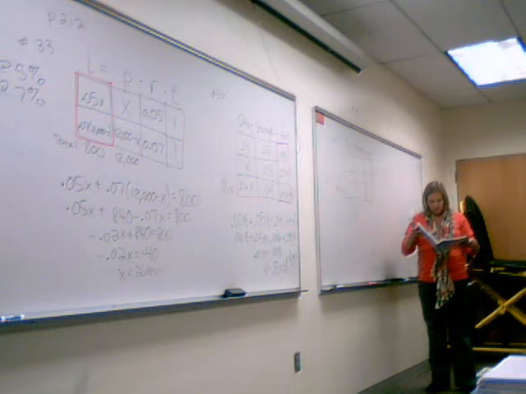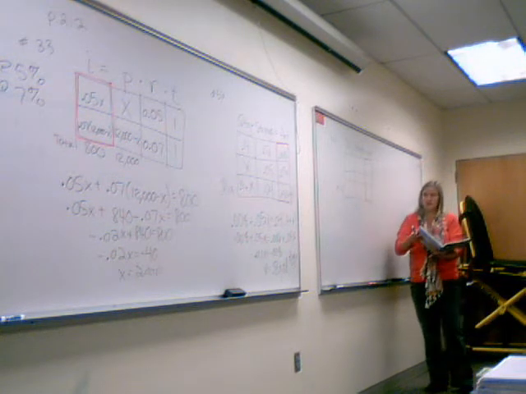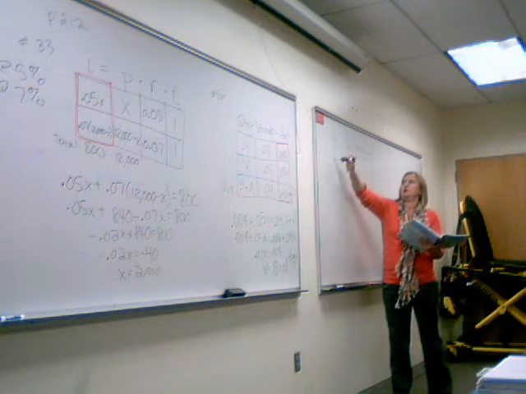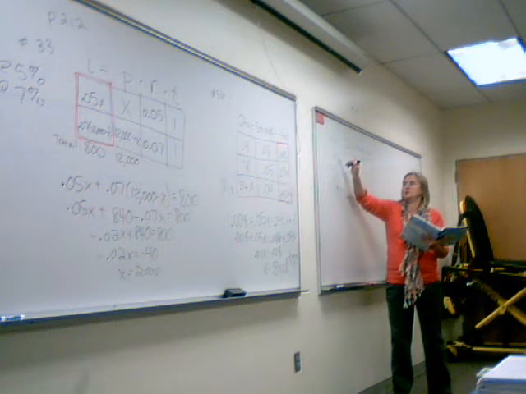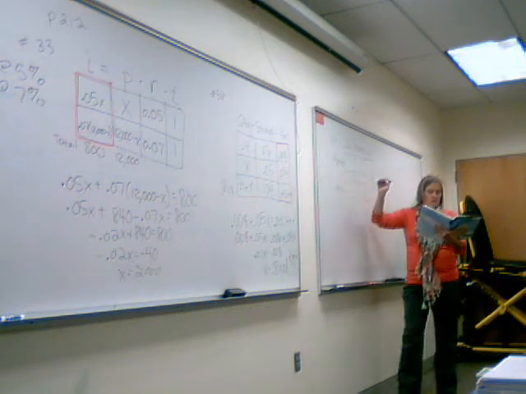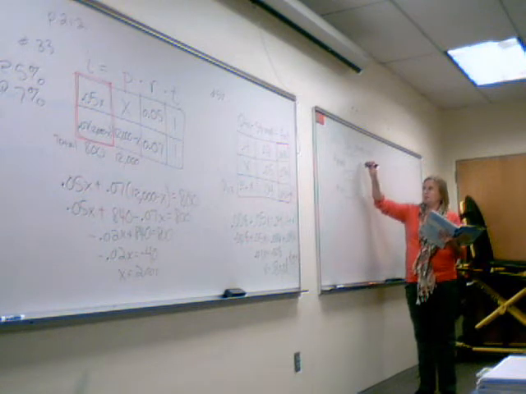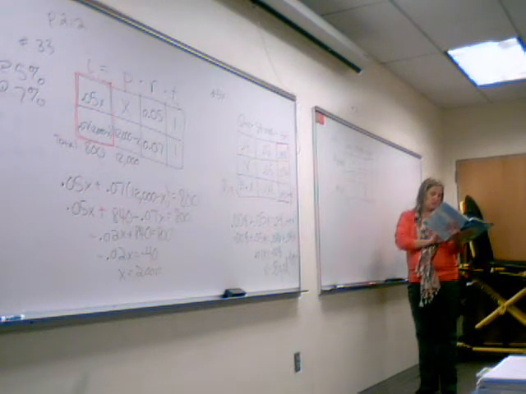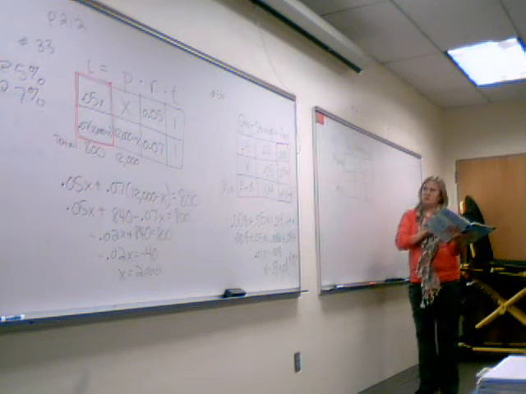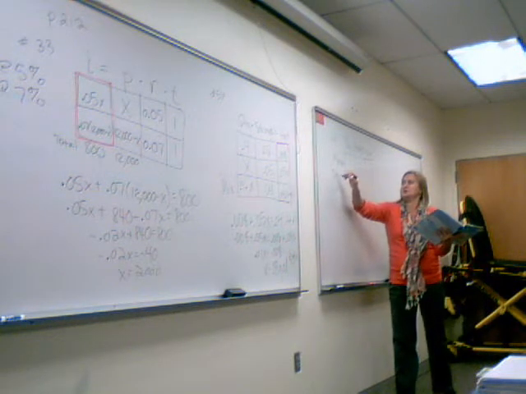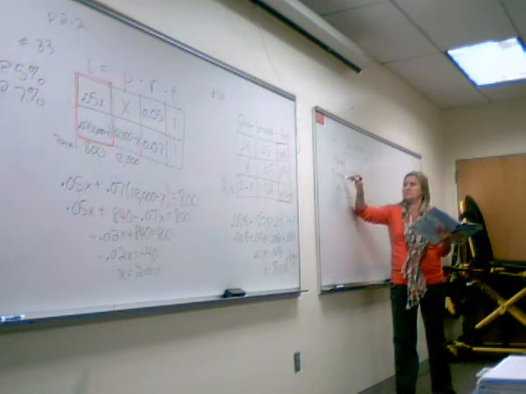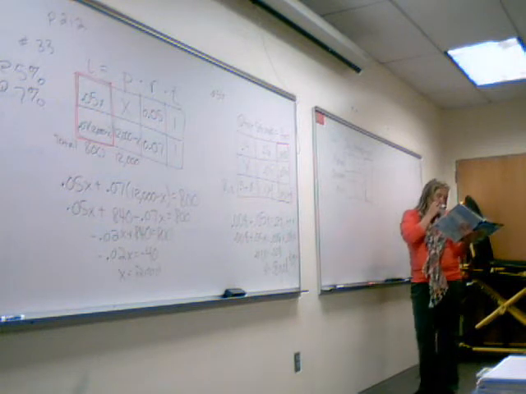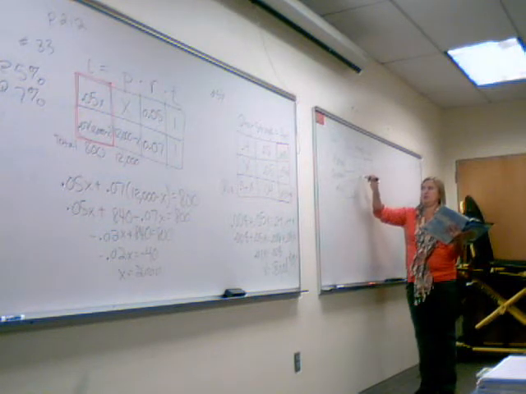Miracle-Gro all-purpose liquid plant food has 12% nitrogen. So we're going to call the first one all-purpose. And what is its strength? 12%, so I write it 0.12. Miracle-Gro Quick Start has 4% nitrogen, so that's 0.04.